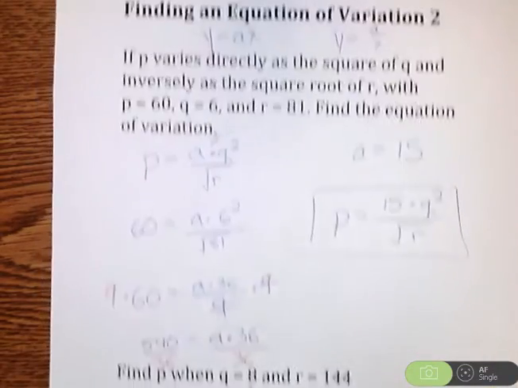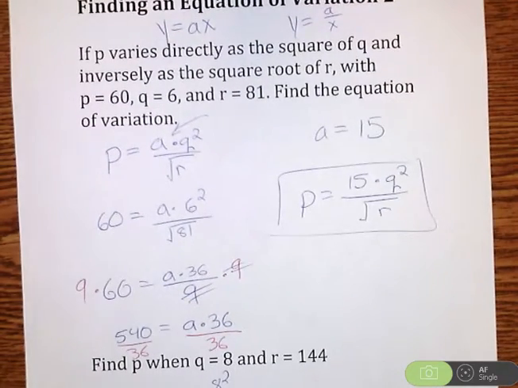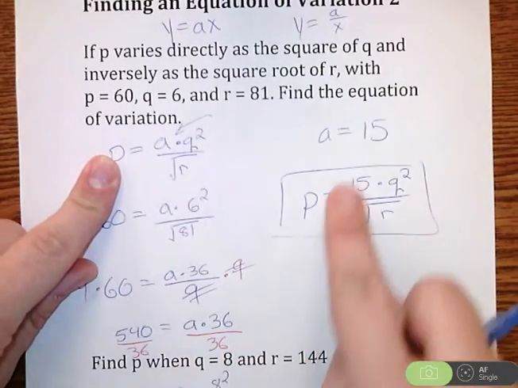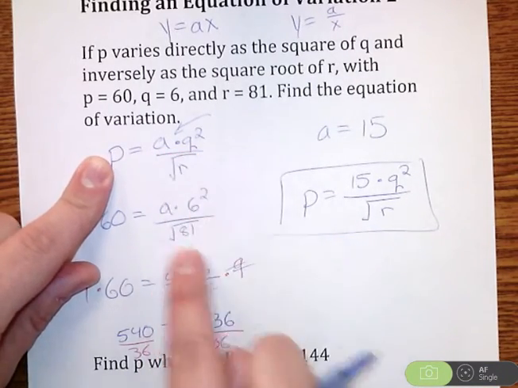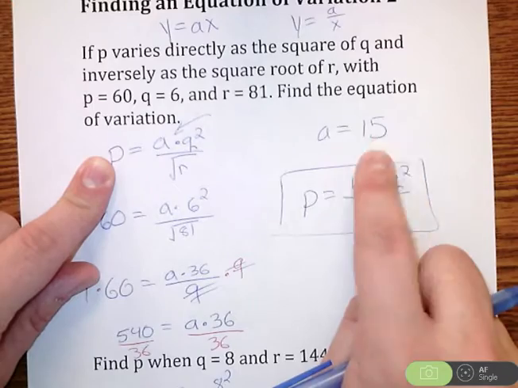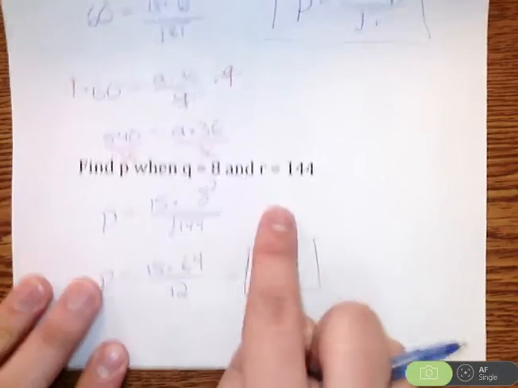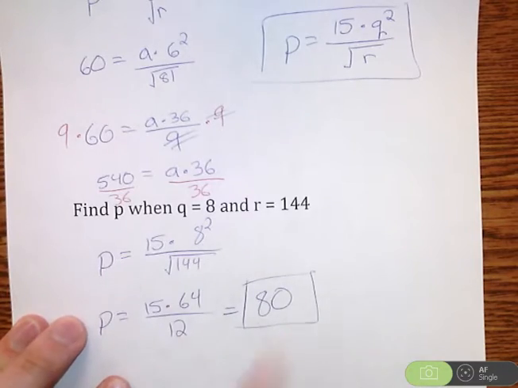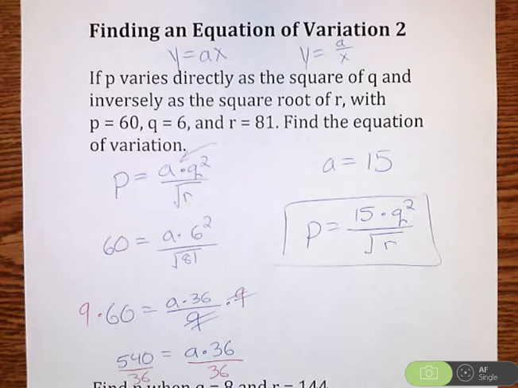That is finding an equation of variation 2, a little bit more complex, but the same kind of theme as my first video. Write your general equation, figure out a, plug in a. So general equation, don't know a, plug in your information, solve for a. Once you know a, rewrite the equation with a involved. After that, plug in the information you do have and solve for the variable you don't know. So we plugged it in, we got p is 80. And that is finding an equation of variation 2.